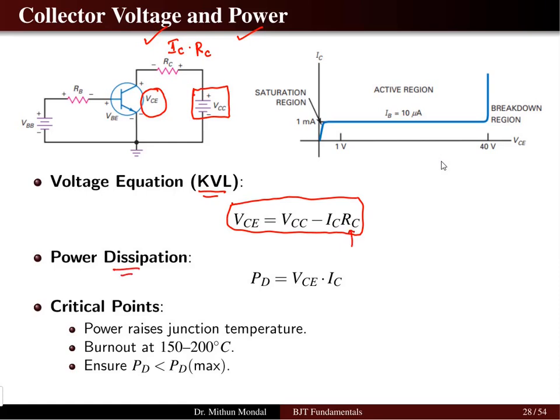Collector to emitter voltage is nothing but the VCC minus the voltage drop across the resistor RC. And the power dissipation that you have is basically the product of the voltage, VCE, and the collector current, IC. The critical point is that the power raises the junction temperature. If you have more voltage drop, you will have more power, and this will burn out at a certain temperature of 150 to 200 degrees centigrade. So you should ensure that the working power PD should be less than the maximum power PD max. Here, if we cross this 40 volt limit, for example, then you are in the breakdown region and the transistor will burn out.